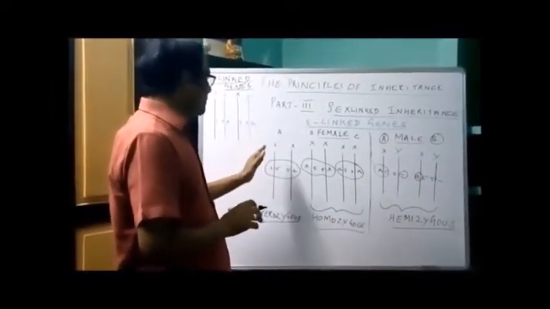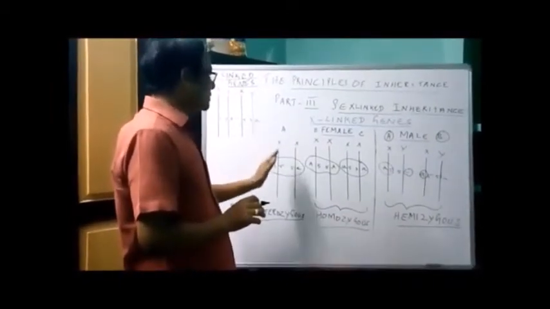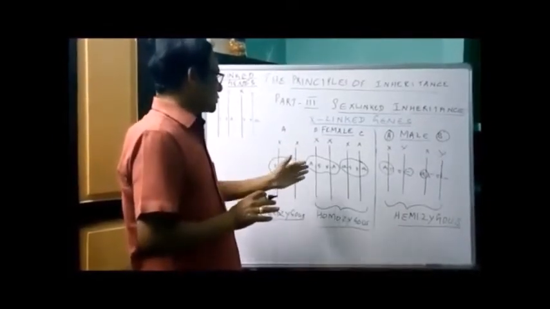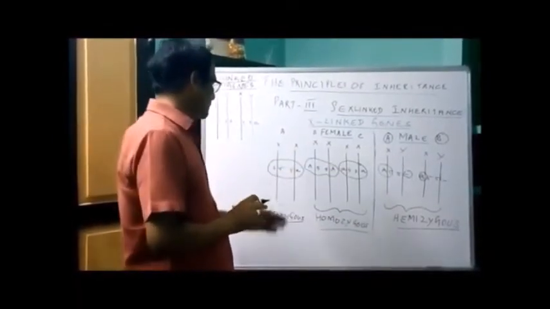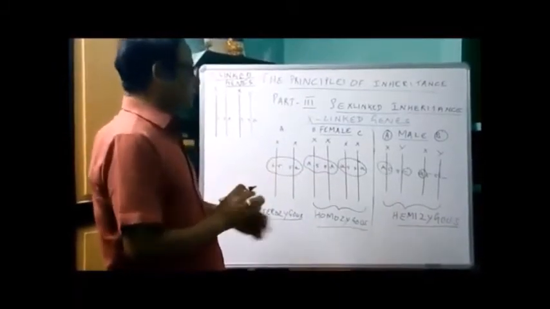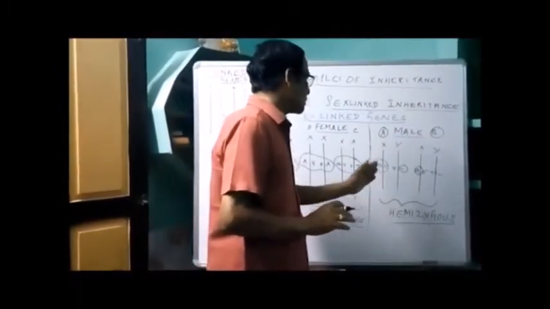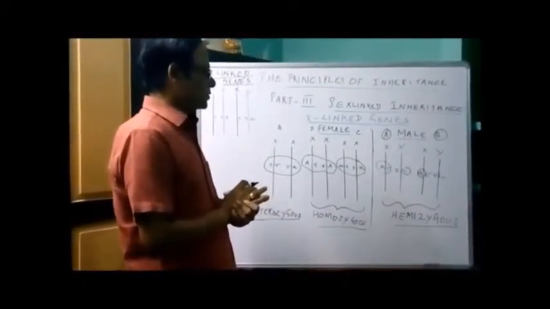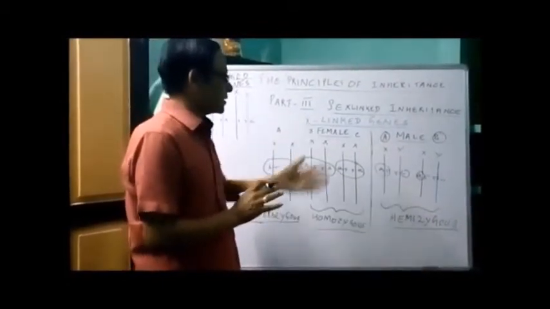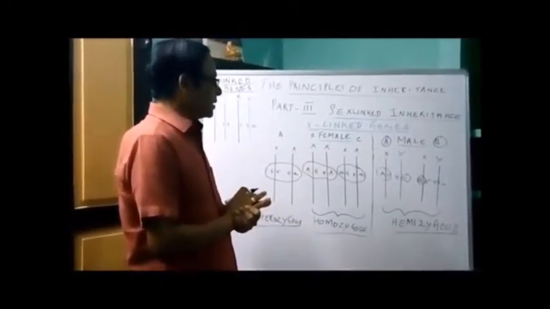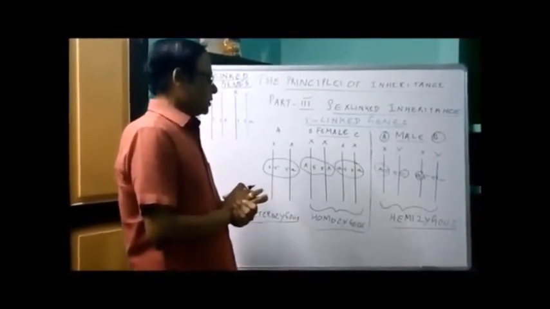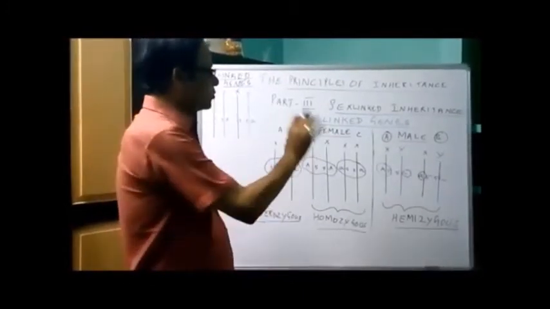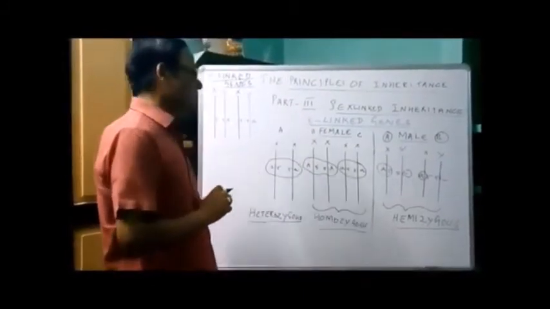So the females are actually homozygous or heterozygous for X-linked genes. Homozygous dominant or homozygous recessive. Now this is heterozygous dominant. The males are hemizygous. They have only one dominant allele or only one recessive allele in the X chromosome as per the X-linked genes. So the X-linked gene has no corresponding allele in the Y chromosome. So that's why we have hemizygous.